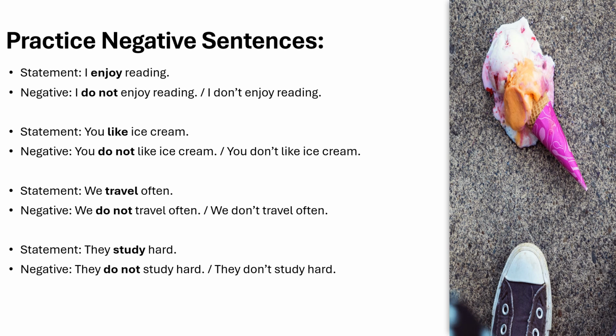Here are some examples of negative sentences. Number 1, I enjoy reading. I do not enjoy reading, or I don't enjoy reading. You like ice cream. You do not like ice cream, or you don't like ice cream. We travel often. We do not travel often. We don't travel often. They study hard. They do not study hard, or they don't study hard.